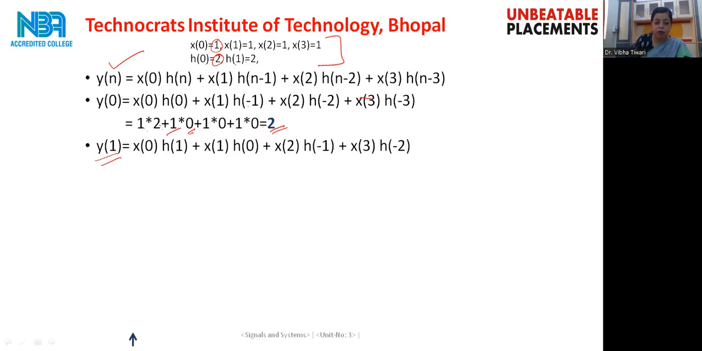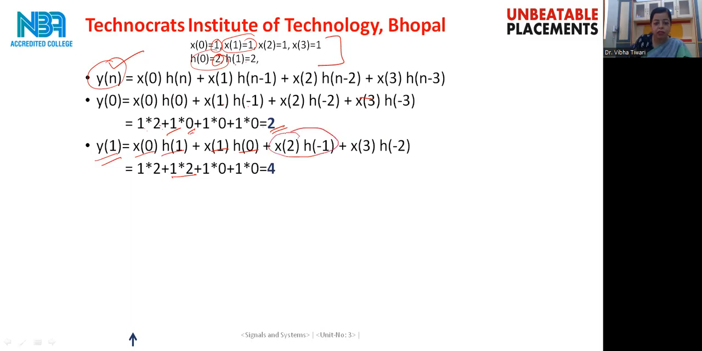Similarly, we can calculate y[1] by substituting n = 1 in the first relationship, and we get this formula. Here when we substitute the values of x[0] and h[1], which are 1 and 2, and similarly x[1] and h[0], where x[1] is 1 and h[0] is 2, that will give you 1 into 2.